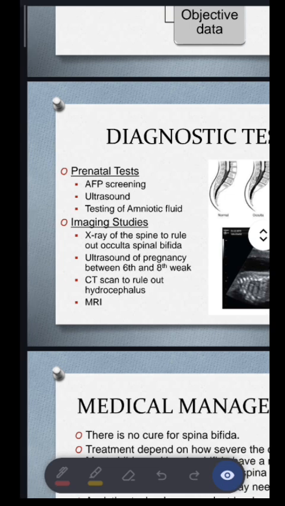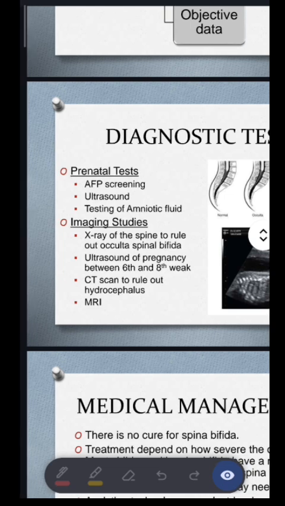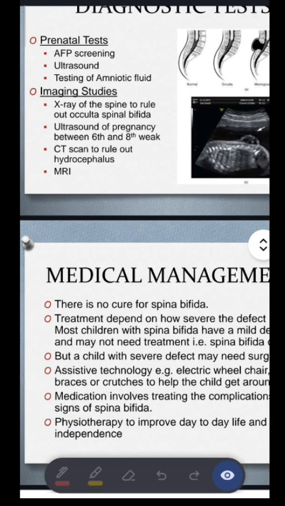X-ray of the spine is to rule out spina bifida occulta. Ultrasound of the pregnancy is between the 6th and 8th week. It's very important. CT scan is used to rule out hydrocephalus. Then we can use MRI, etc.